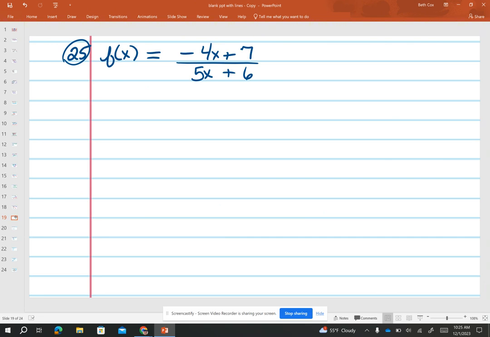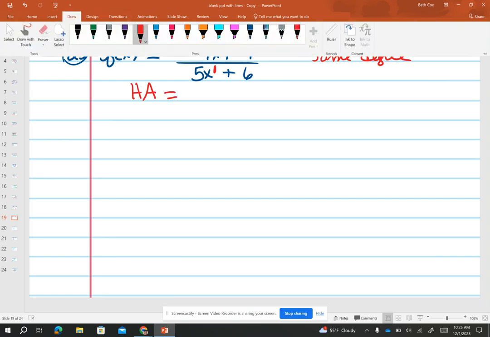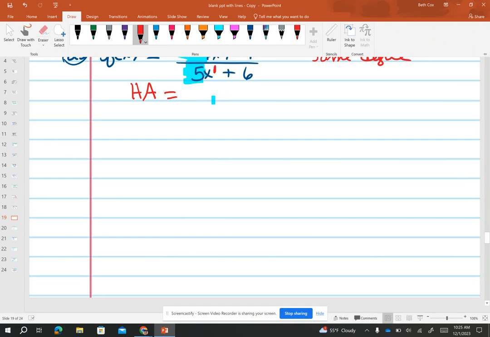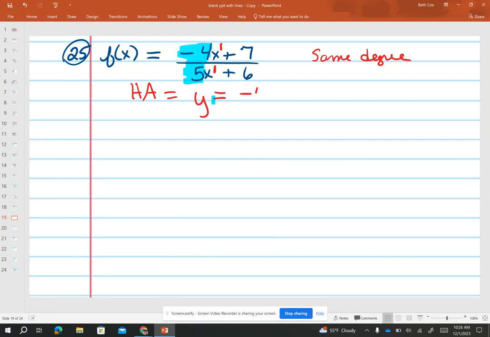25, again, we have horizontal asymptotes. We have the same degree. So we have a horizontal asymptote at the ratio of the leading numbers: y equals negative 4 over 5.